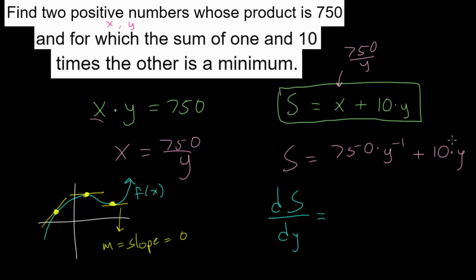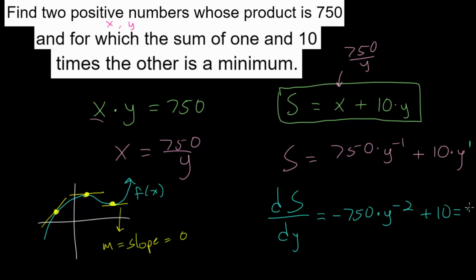Now, we will use the power rule. Remember, we can take this exponent, bring it down in front, and multiply. So minus 1 times by 750 would just be minus 750. And then we subtract 1 from this exponent. Minus 1 would just be negative 2. And we'll do the same thing here. We have y to the first power. We bring the 1 down in front. 1 times 10 is 10. And we subtract 1 from the exponent. And now we have y to the 0 power, which of course is equal to 1. So we just have this plus 10 at the end. And this right here is our derivative.